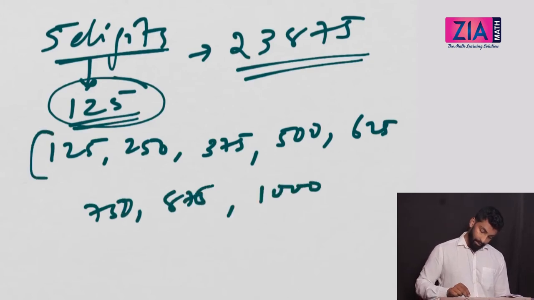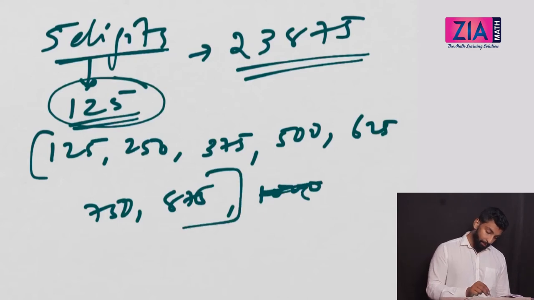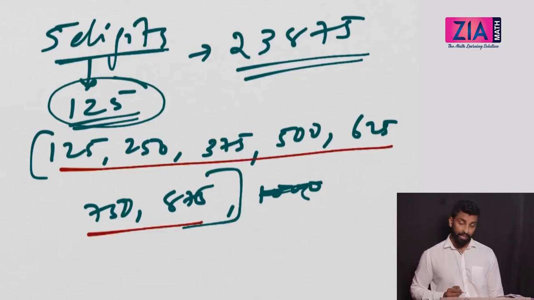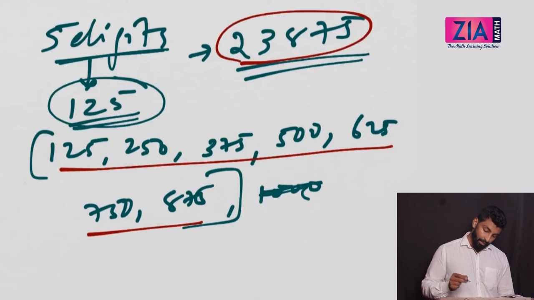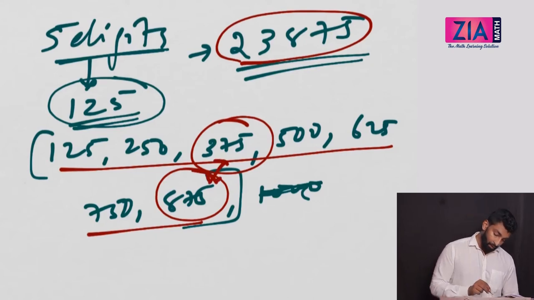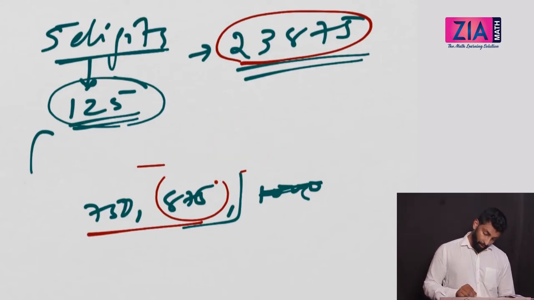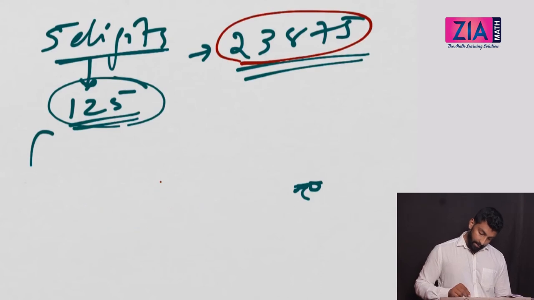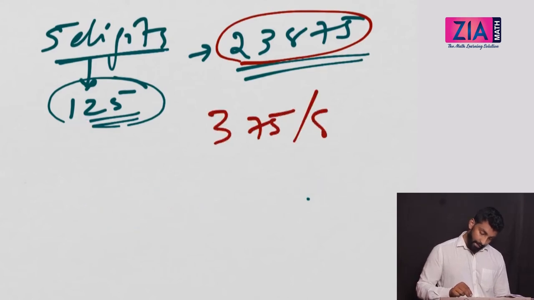So these are the possible last 3 digits which we can have, and based on the numbers which are given, we can get these two digits. These are the two possibilities, right? So we understood that we need to get the last 3 digits as either 375 or 875.